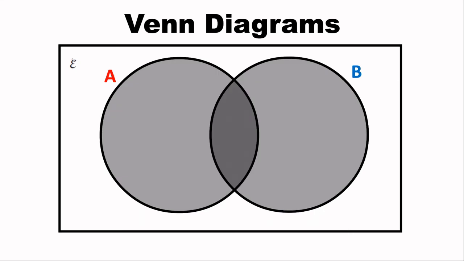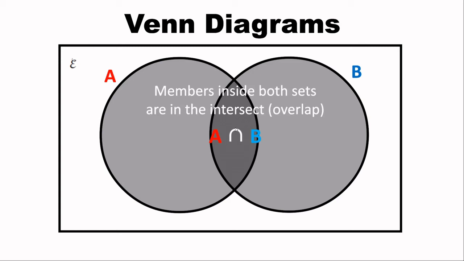Similarly, I could look at sets A and B, which intersect in the same way. If I'm just looking at the intersect here, this represents the members inside both sets at the same time. So these are the members of set A and set B.